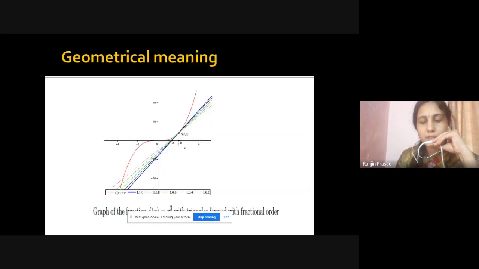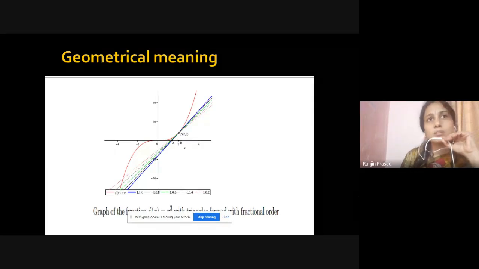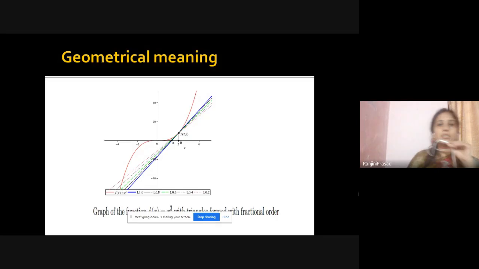Then I have told you about whether it has a physical meaning or geometrical meaning. Yes, it has some geometrical meaning, but it is not used worldwide, so that the common person can't understand it. That type of geometrical meaning has not yet come. But the research is going on in that.